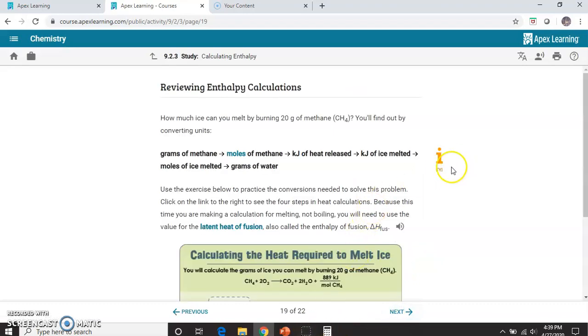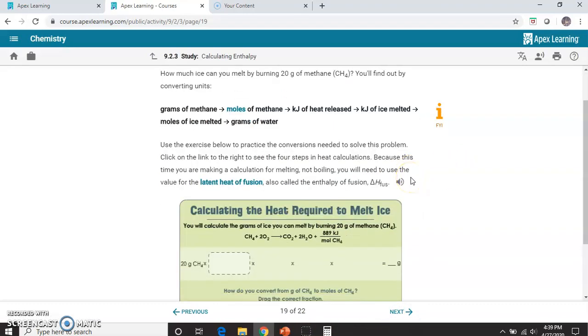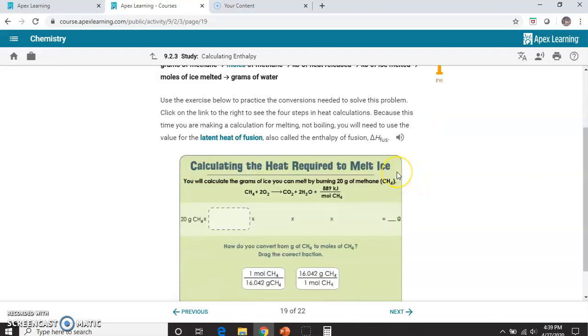Now, how much ice can I melt by burning 20 grams of methane? So we can use this by just converting and using these moles. Now this one's a little bit nicer because they give you all the conversions. You just need to line it up. Now remember, we used to do this in class. How do you cancel out things? They need to be on the bottom, and that's really just what they want.